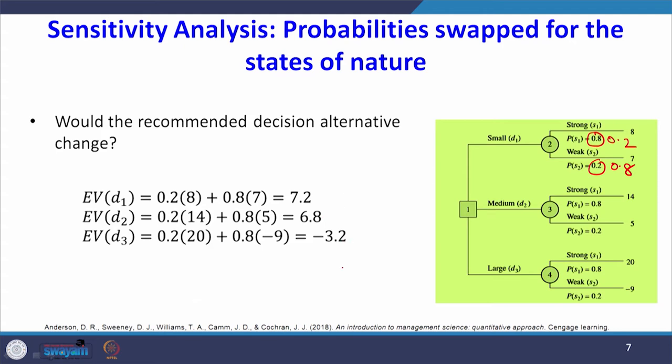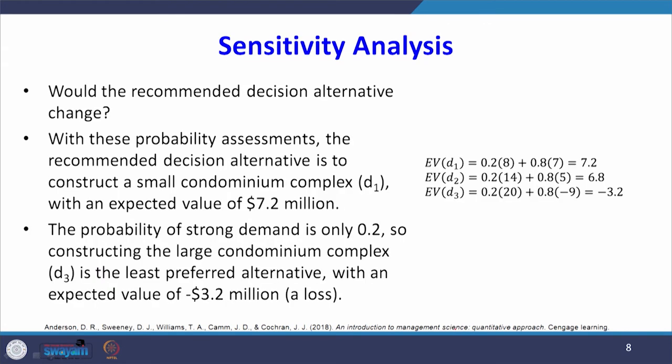Out of these 3, which is the highest one? EVD1 is the highest. So, what has happened? We have changed the probability values, and the decision we recommended previously, D3 as the best decision, now we are recommending that D1 is the best decision, because our recommended decision alternative has now changed. So, we are saying that now the model is sensitive. Would the recommended decision alternative change?